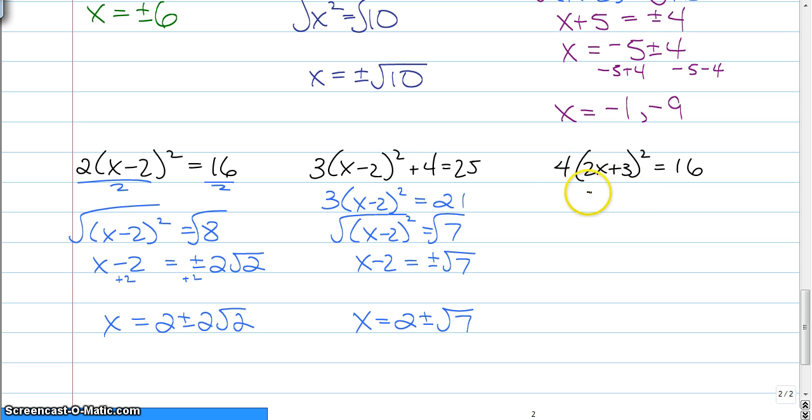Last one, divide both sides by 4, and that's going to give you 2x plus 3 squared is equal to 4. Square root both sides, and you get 2x plus 3 is equal to plus or minus 2. And this is where I wanted you to see this fun little example. Why don't you see if you can figure out what the final answer is from here? What are you going to do to solve for x? Give it a quick try.